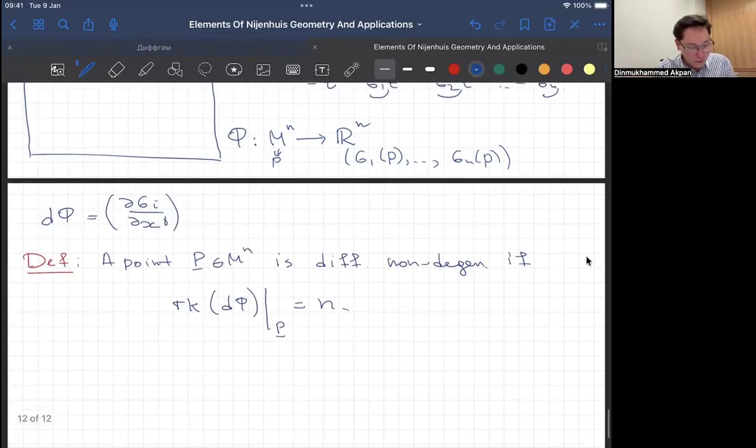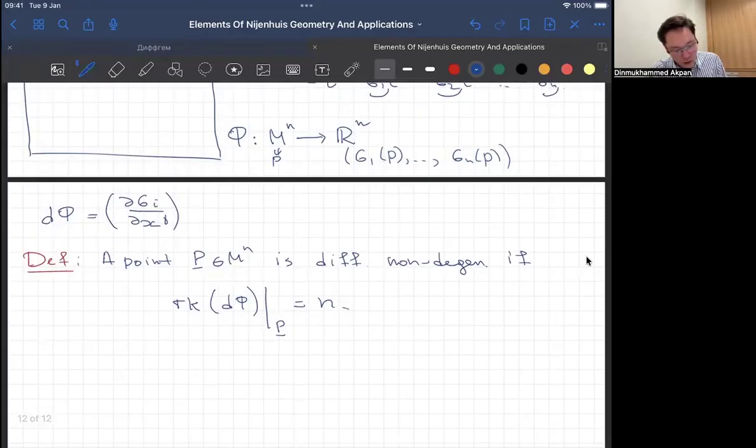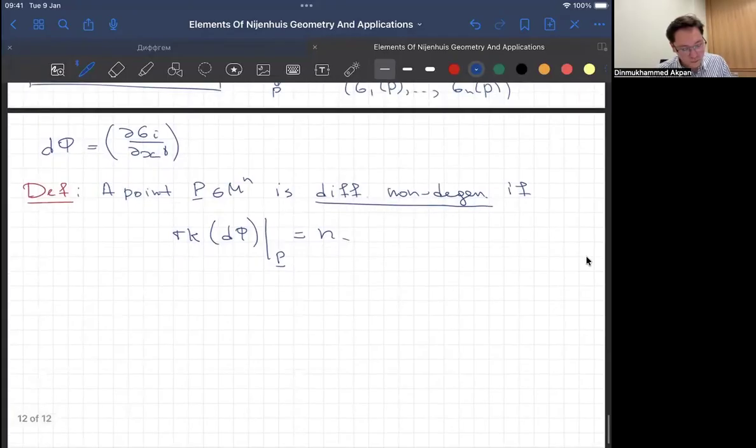And that's a differentially non-degenerate point. The point is called differentially degenerate if the rank drops at this point. So if we write the opposite of this definition, we get a singular point in the meaning of differential conditions.